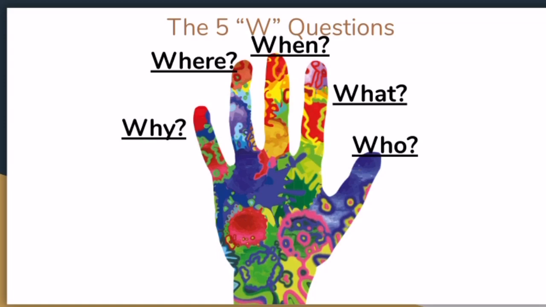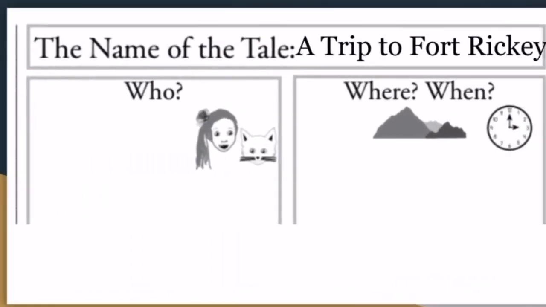Today we're going to work together to create a personal narrative. This is going to be a little bit different because we're going to write a personal narrative as something we've done for the whole class. So the name of our tale is going to be A Trip to Fort Ricky. You're going to take out a blank piece of paper to write this because you don't have a copy of this. Pause the video if you need time to write.